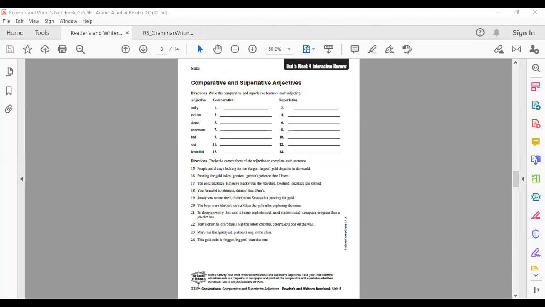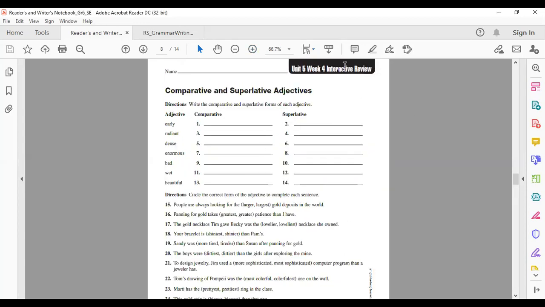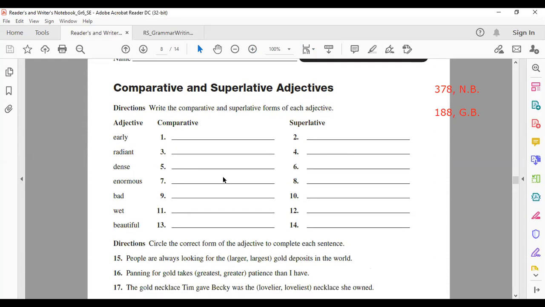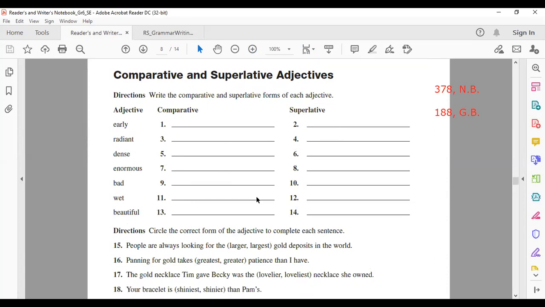Go to page 378 in the notebook, please. And after that, open page 188 in the grammar book. Comparative and superlative adjectives. Here we have adjectives. I want to make them once comparative and once superlative. You have to help me to add whatever you feel makes sense.